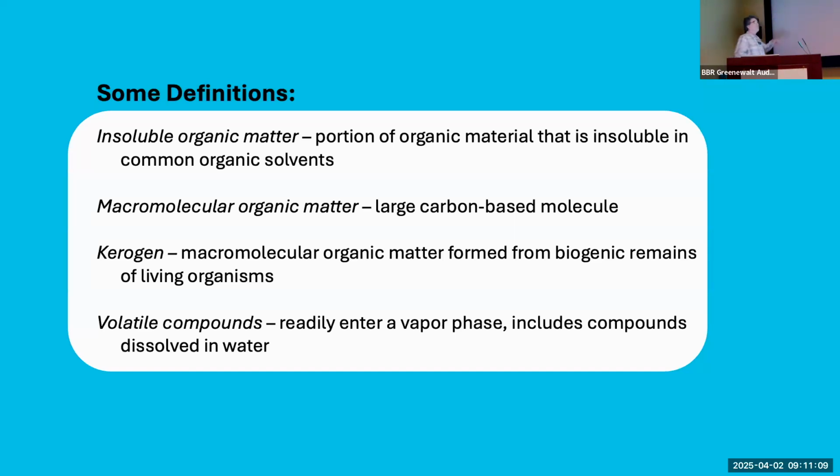Macromolecular organic matter, Frank did a really good job. It's these large, sometimes complex molecules. Kerogen is the term we use on Earth to describe macromolecular material, but it differs from meteorites in that it's composed of the remains of once living organisms. And then, a minor point, you often hear the term volatile compounds. Keep in mind when we're talking about hydrothermal systems, quite often they're actually not in the gas phase, they're dissolved in water, and we're dealing with aqueous species.